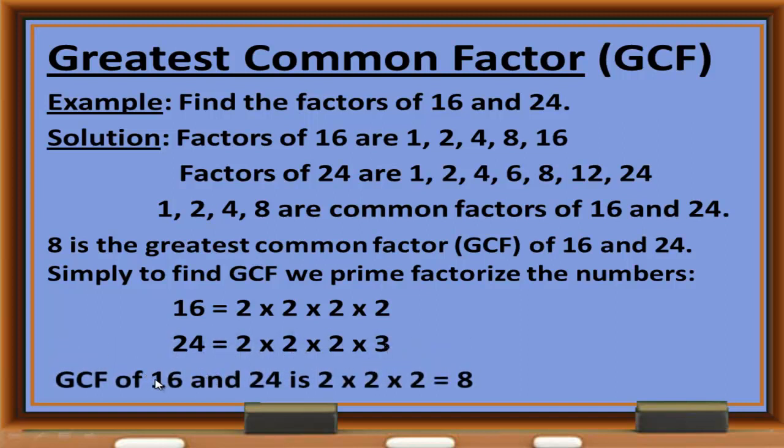Then GCF of 16 and 24 is, we take one of those two. Again, we take one of those two, this common 2. And again, we take one of those 2. That is 2 times 2 times 2 is 8. We can find it also like this using this method.